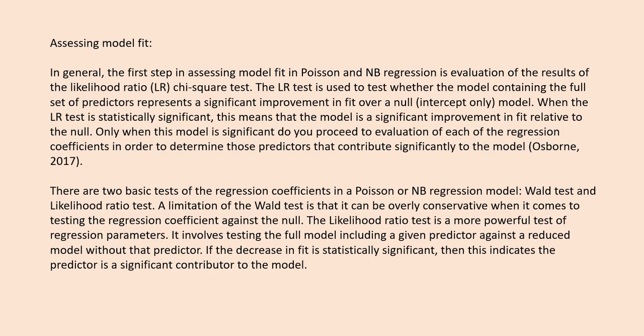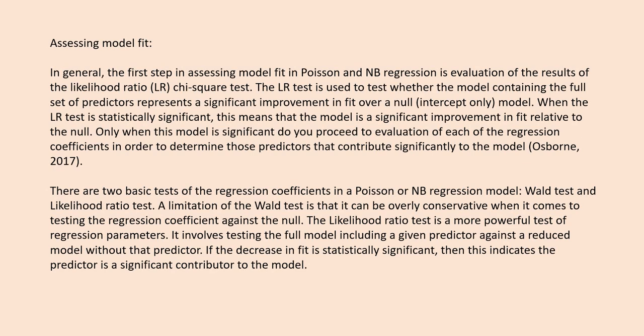Now let's briefly talk about model fit. In general, the first step in assessing model fit with Poisson and negative binomial regression is to evaluate the results of the likelihood ratio chi-square test. The likelihood ratio test is used to test whether the model containing the full set of predictors represents a significant improvement in fit over a null or intercept-only model. When the likelihood ratio test is statistically significant, this means that the model represents a significant improvement in fit relative to the null model. Only when this model is significant do you proceed to evaluation of each of the regression coefficients to determine those predictors that contribute significantly to the model.